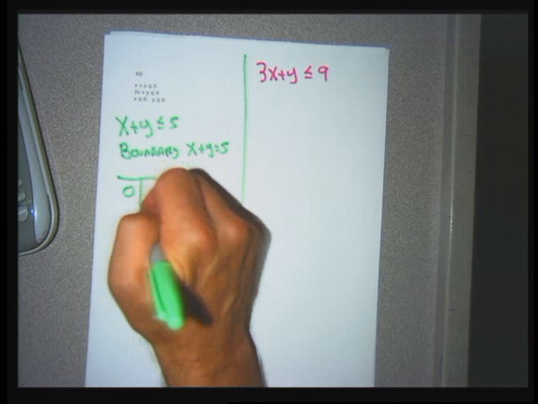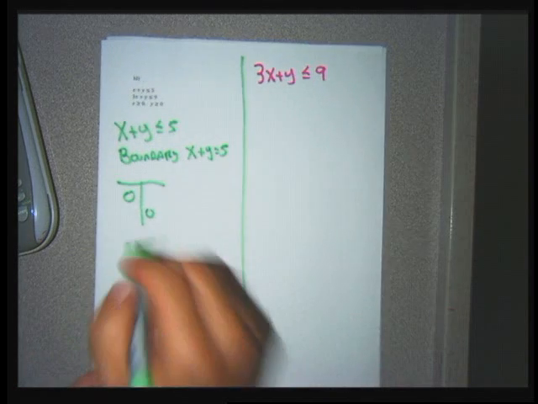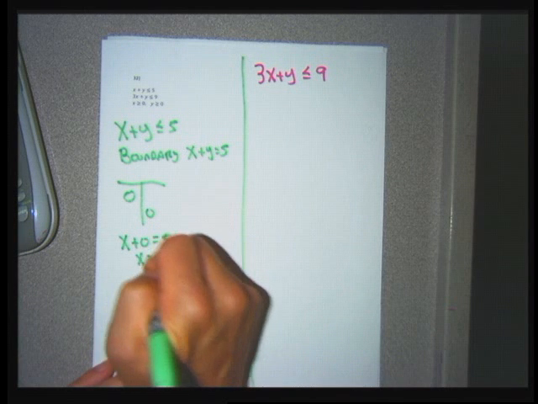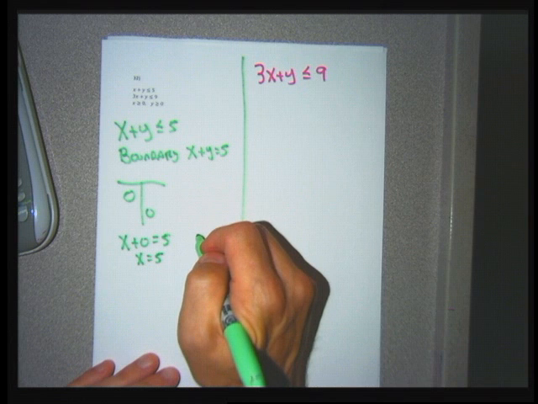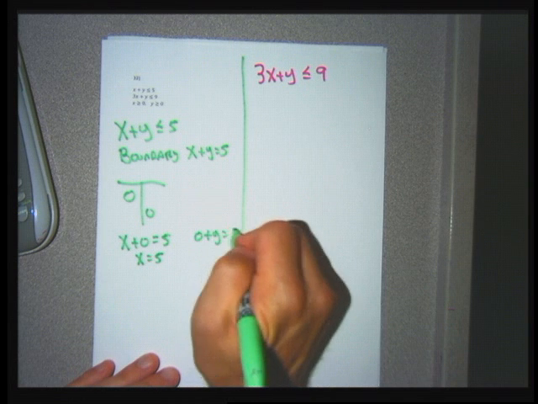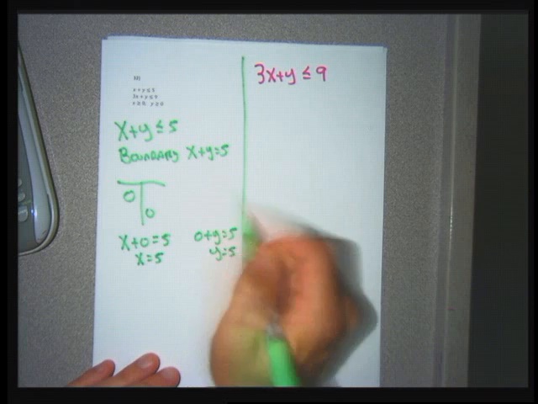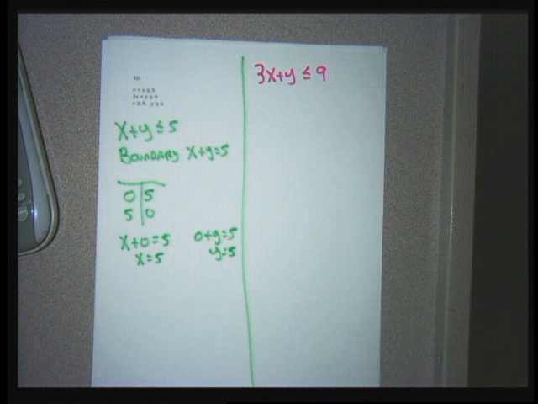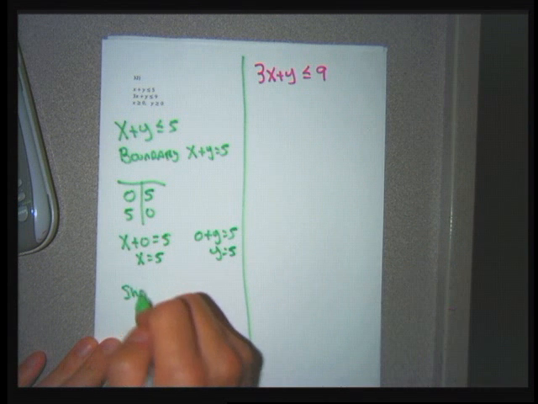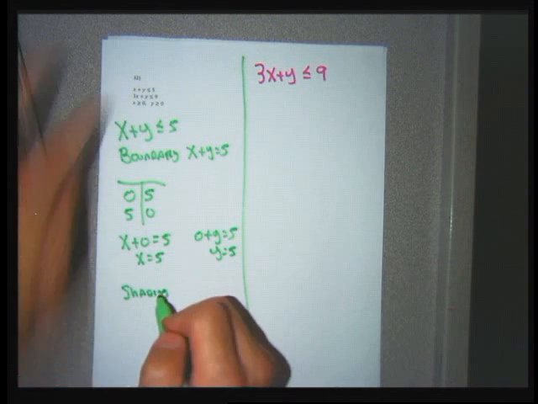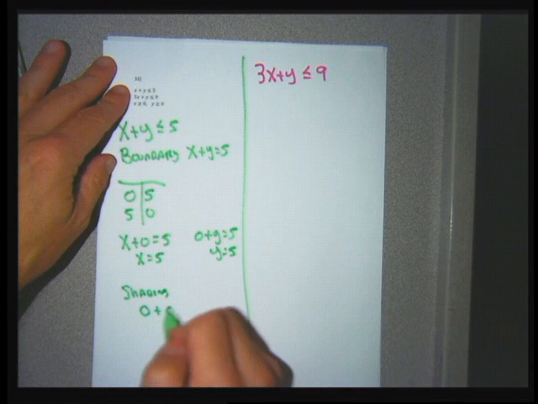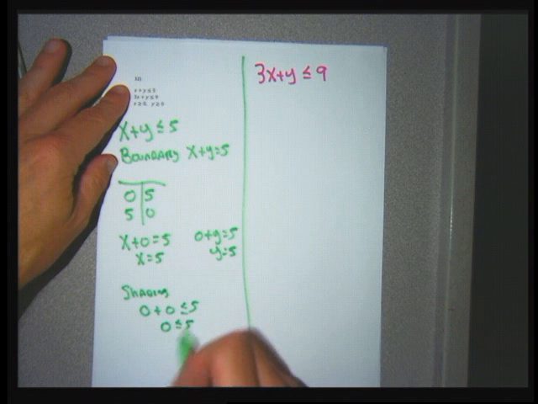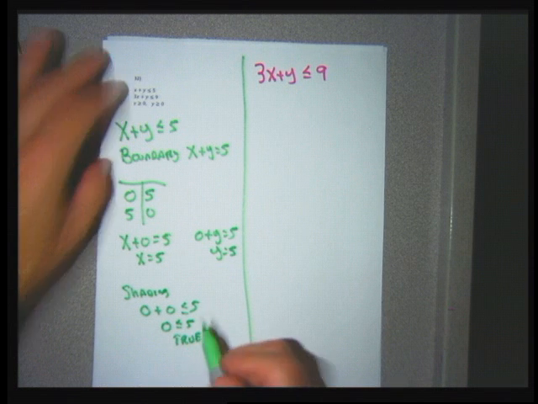I plug 0 in for x, 0 in for y. These are easy. Plugging in the 1, 0, you get x plus 0 equal to 5, leaves me with x equal to 5. The other 0, you get 0 plus y equal to 5, and that leaves me with y equal to 5. The points that I'm plotting are 0, 5, and 5, 0. And for my shading, I'll go 0 plus 0 is less than or equal to 5. That gives me 0 is less than or equal to 5, which is true. So 0, 0 is on the true side.